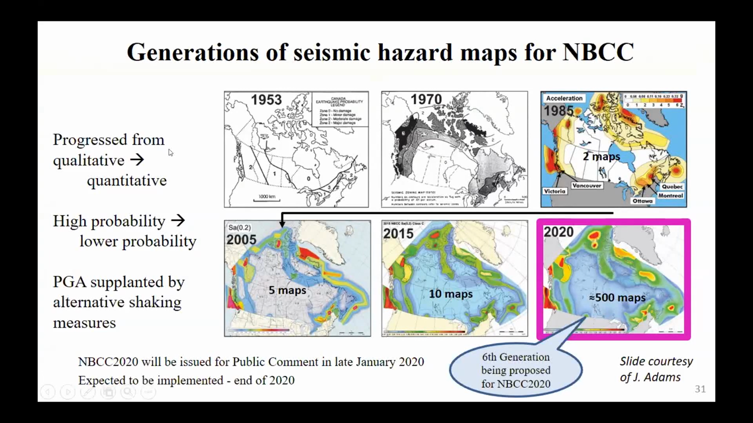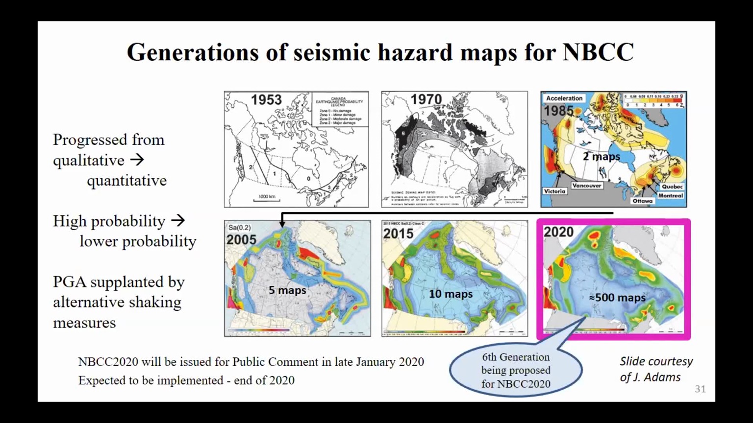And then we moved in 1970 and 1985 to more probabilistic assessments. And then we started adding, we used to just solve for peak ground acceleration and then peak ground velocity. And then we started introducing these spectral accelerations because that's what engineers were asking for. And so in 2020, that's the latest generation. So it's still just what we call proposed. It's not final. And it goes for public comment early next year. And then it would come into force on a national level at the end of 2020.